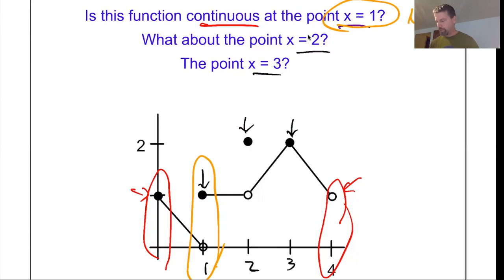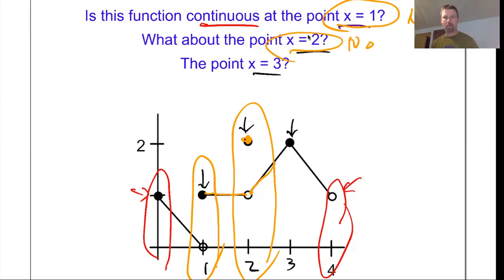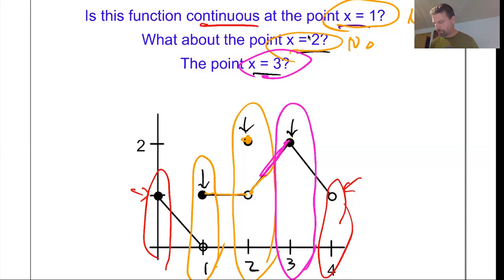When I look at x equals 2, that's right here. That's another jump discontinuity. It's traveling along, jumps up to here, jumps back down, travels along more. That is not continuous at 2. However, at the point x equals 3, I am continuous because on the left side, I'm going towards that point, I hit that point, and on the right side, I keep going. So you're continuous if you're approaching that same location from the left and the right and you hit it. There isn't any break in the graph.